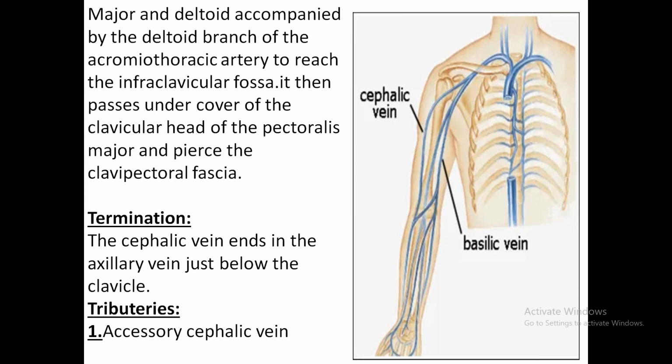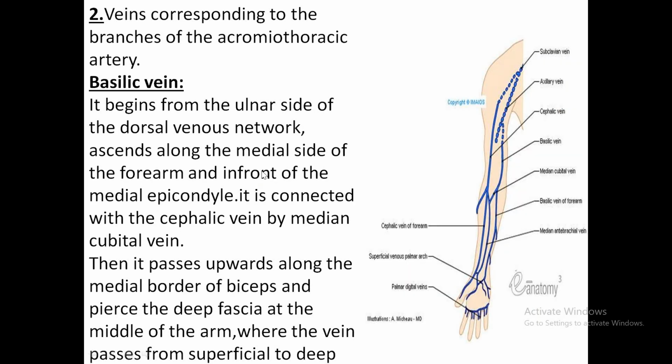Tributaries of the cephalic vein are the accessory cephalic vein and veins corresponding to the branches of the acromiothoracic artery. Basilic vein: it begins from the ulnar side of the dorsal venous network, ascends along the medial side of the forearm in front of the medial epicondyle. It is connected with the cephalic vein by the median cubital vein.